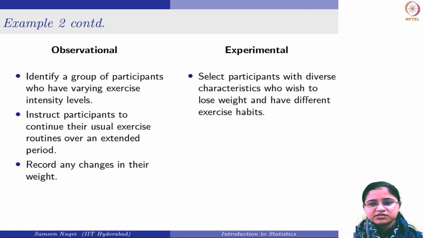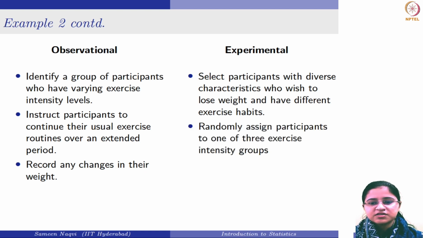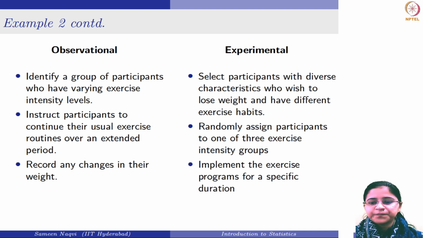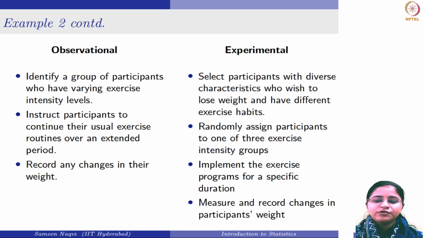You will select participants with diverse characteristics who wish to lose weight and have different exercise habits. Then you will randomly assign these participants to one of these 3 intensity exercise groups. You will implement the exercise for a specific duration, and at the end you will measure and record the changes in the weight. And finally you can conclude that yes, the exercise training has caused the weight loss.